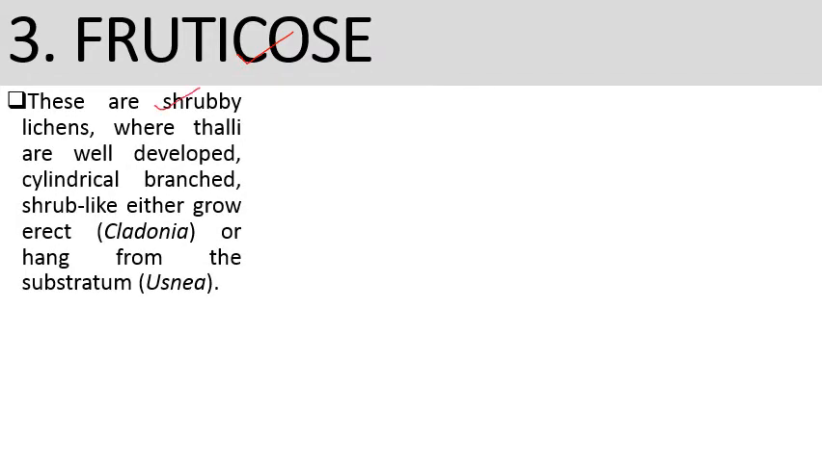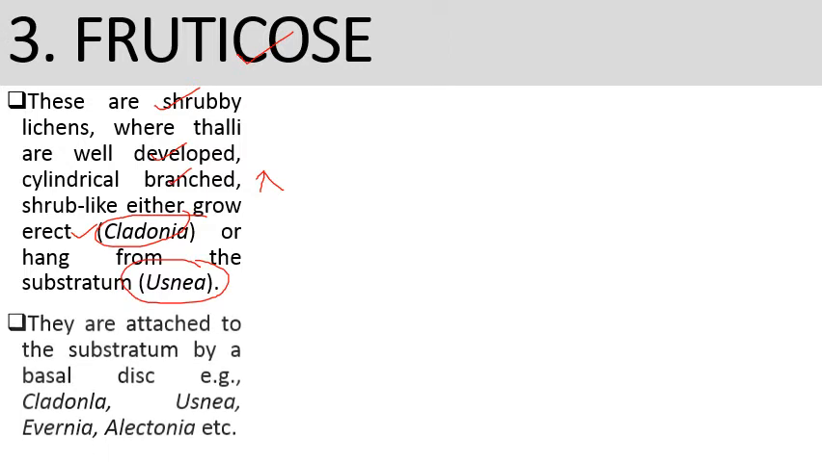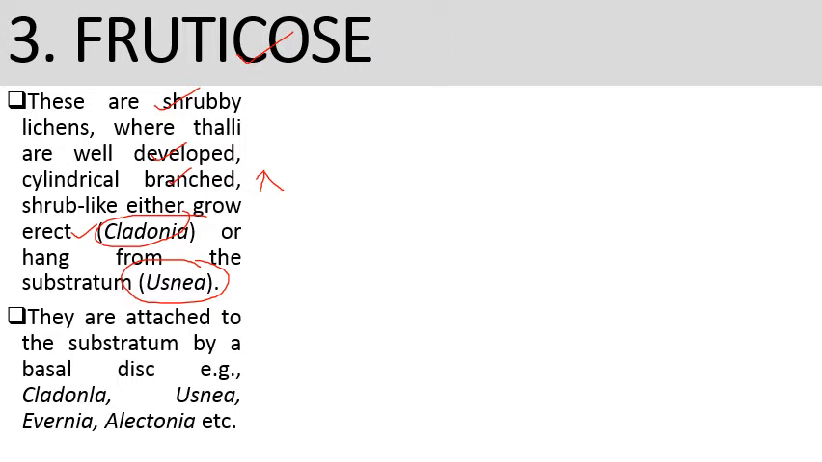Next are fruticose lichens. These lichens bear some sort of fruiting bodies. They are shrub-like, and their thalli are well developed, cylindrical and branched. Shrub-like, they either grow erect or hang from the substratum. For example, one that shows erect growth is Cladonia, and those that hang from the substratum, there is Usnea. They are attached to the substratum by a structure known as the basal disc.